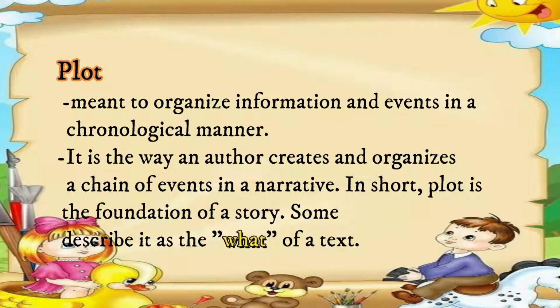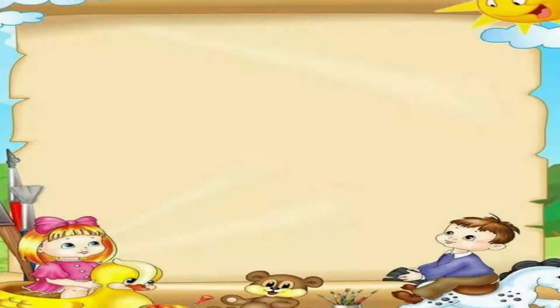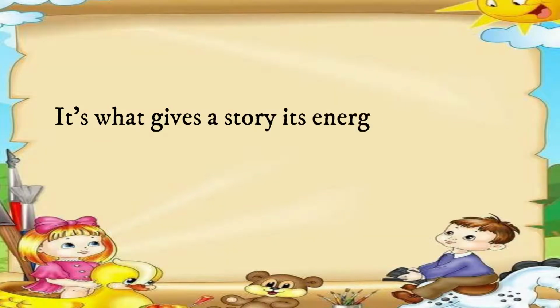In a story, something has to happen, otherwise it's not a story. The plot of a story includes the events of the story and conveys the key themes, messages, and meaning of the narrative. It's what gives a story its energy and emotion. A good plot engages readers so they want to know what will happen next.